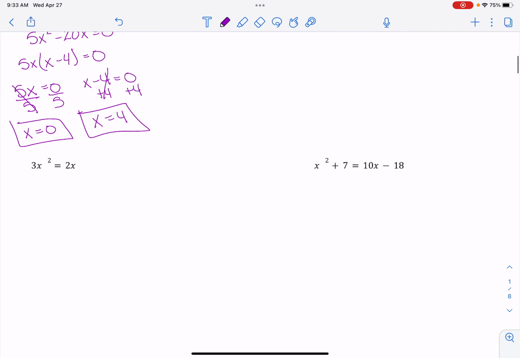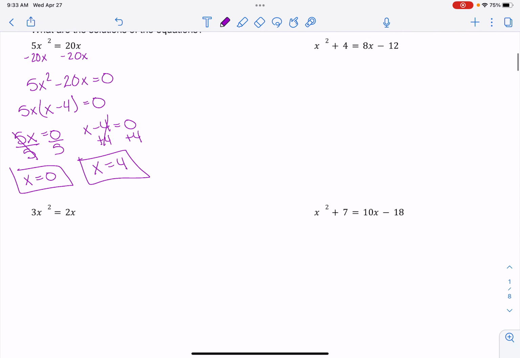I'm going to move down to this 3x squared equals 2x because it's very similar to the one we just did, so we're going to do that first. So again, we need that right-hand side to be 0, so we're going to subtract 2x from both sides to get 3x squared minus 2x equals 0.